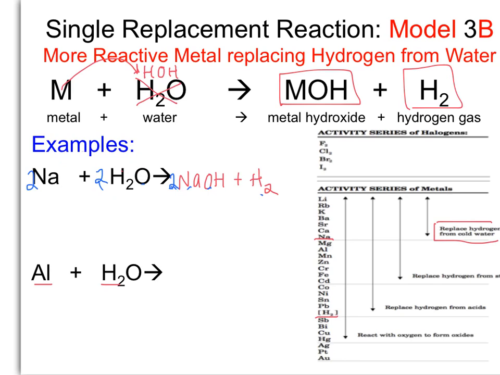If we take a look at the second example, you will see that aluminum is trying to replace the hydrogen in water, and this time aluminum is in the second tier. Remember that these elements can only replace hydrogen from steam. Since I didn't acknowledge what state of matter this is, we're going to say that this reaction cannot take place, that it is just plain old room temperature or cold water, and we're going to write NR for no reaction.